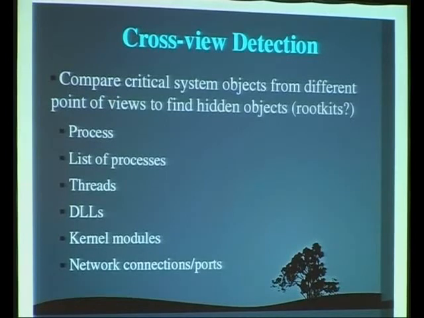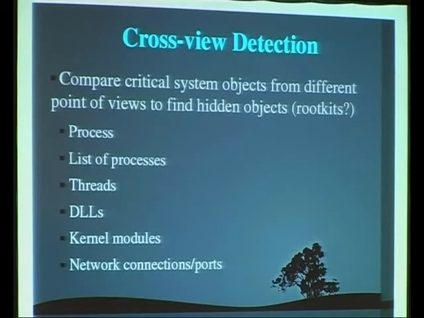For example, there are some rootkits that try to remove one process from the list of all the processes in the memory. But if you look at the list of all the processes in the memory from a different view, you can still sometimes see a different result. And we call this detection method cross-view detection.